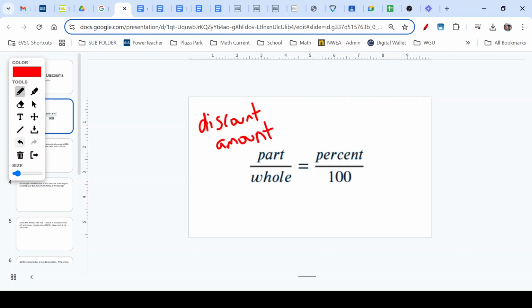The discount amount is the part. The whole is the price of the item. And the percent is our discount percent.